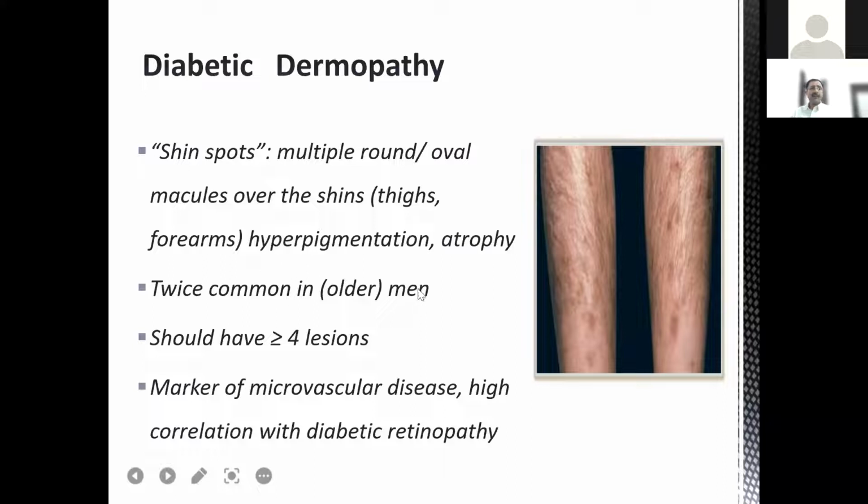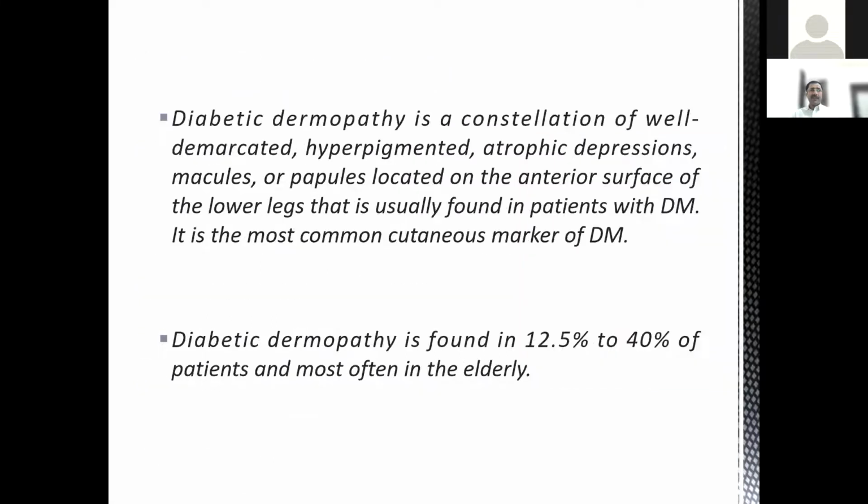It is twice as common in older men, and the patient should have more than 4 lesions to diagnose diabetic dermopathy. And this diabetic dermopathy is a marker of microvascular disease, and it has a high correlation with diabetic retinopathy. So if you find these lesions on the shins of the legs, you should always do fundus testing, because there is a high chance of diabetic retinopathy in such patients.